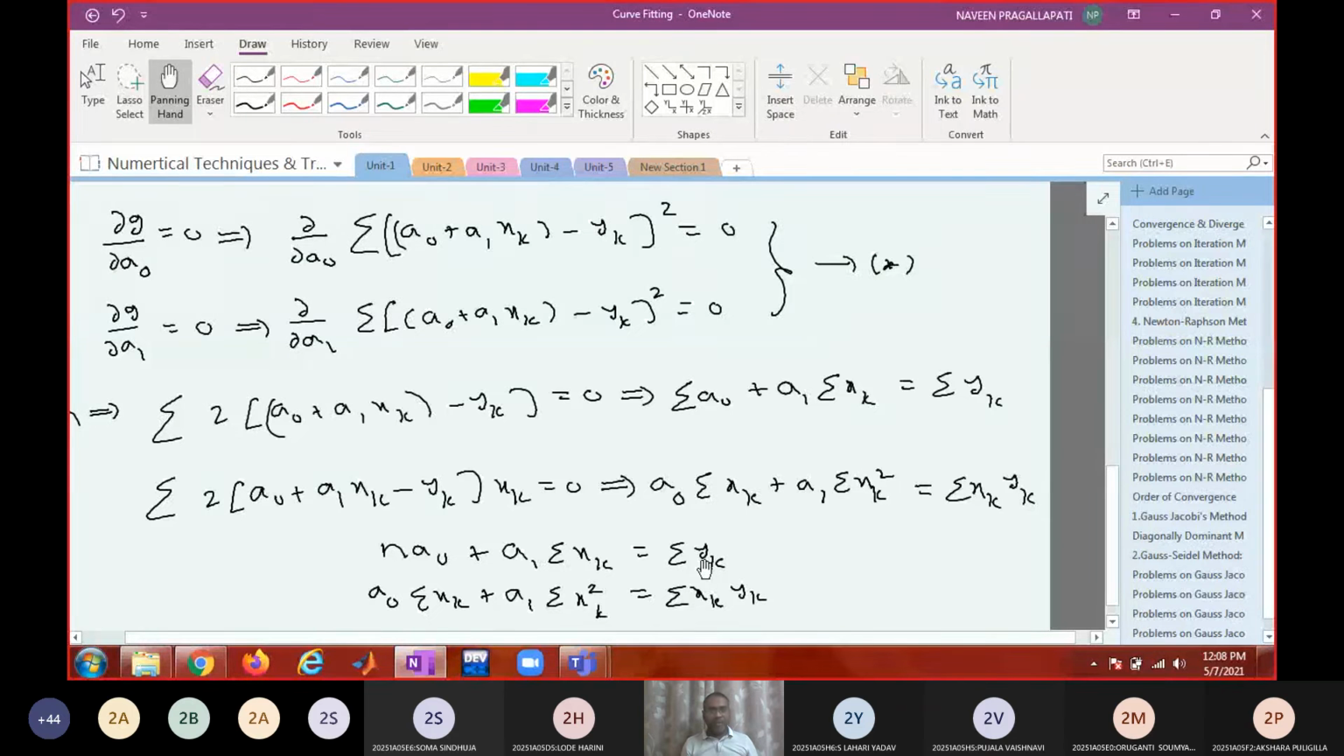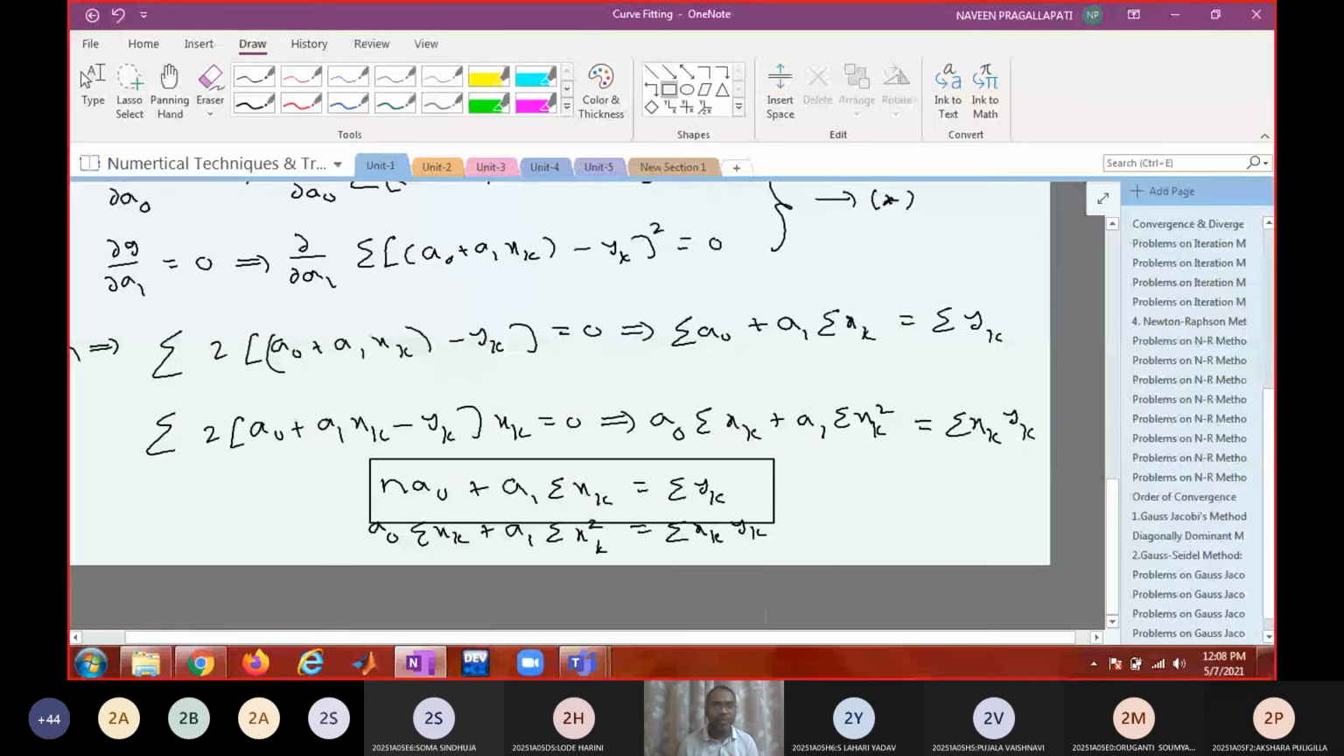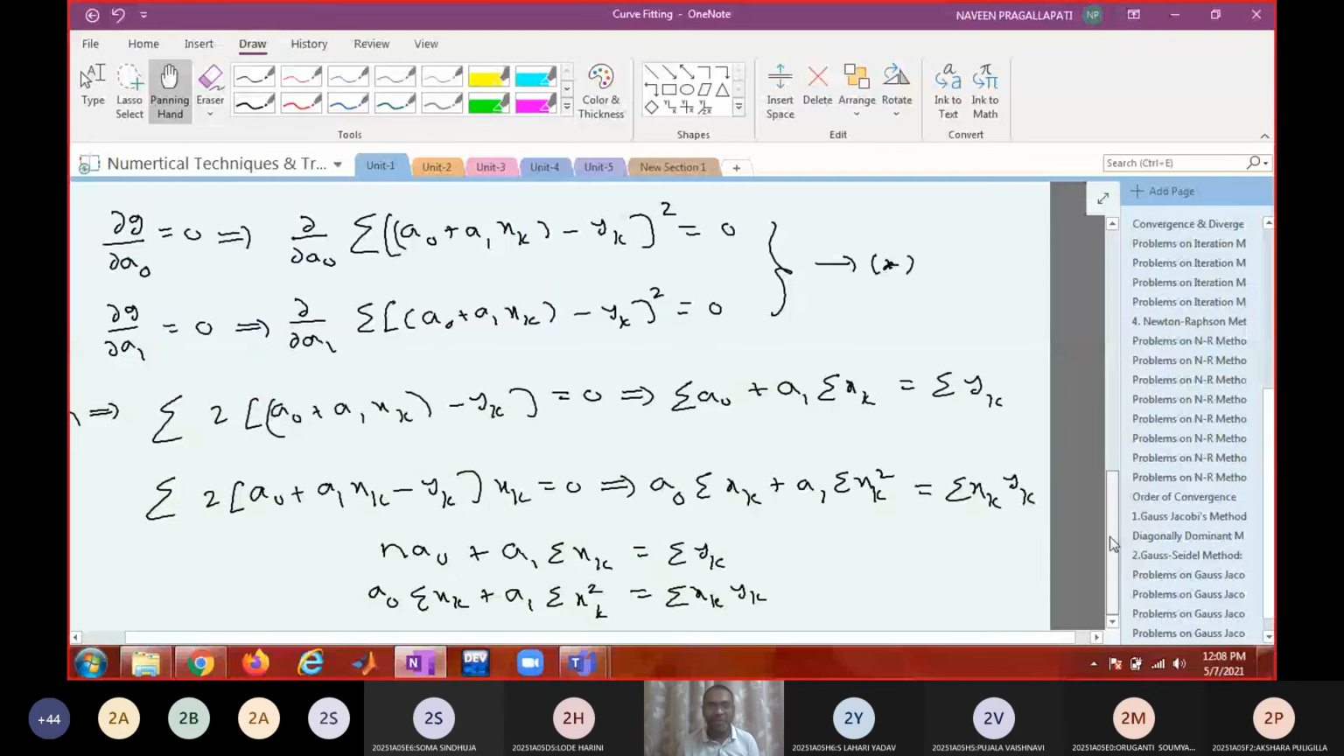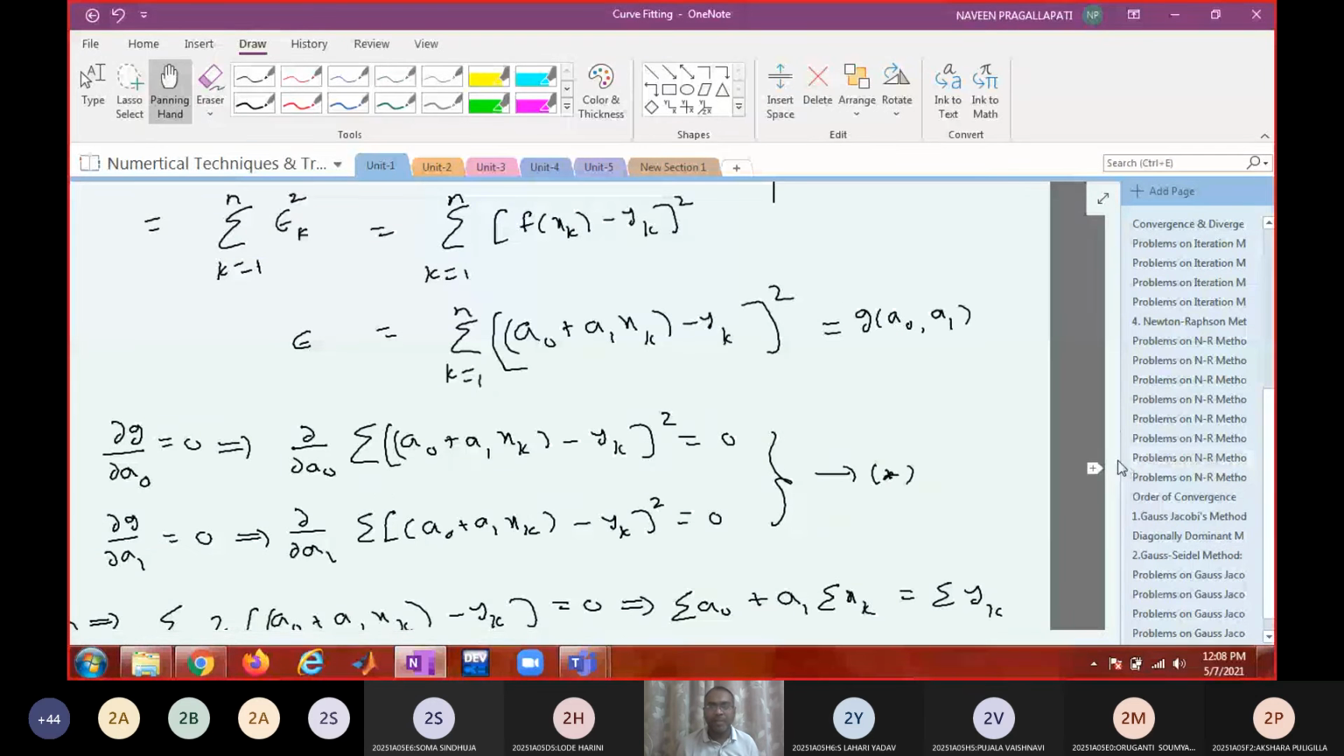What are these two equations together called? Can you identify this pair of equations? A system of linear equations only, no? It's a linear system of equations in the unknowns a0 and a1. So you can input the coefficients to the calculator, non-homogeneous system, and you can get the values of a0 and a1. And they are going to be the stationary points, and theoretically you can prove that at a0 and a1 this function is going to be minimum.